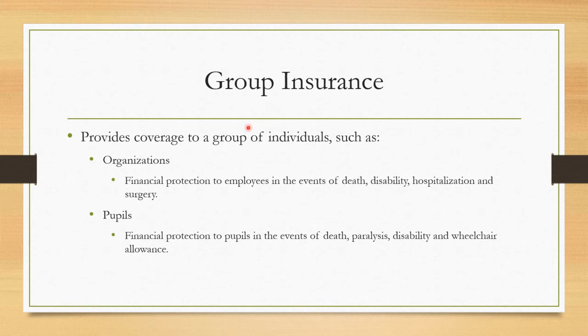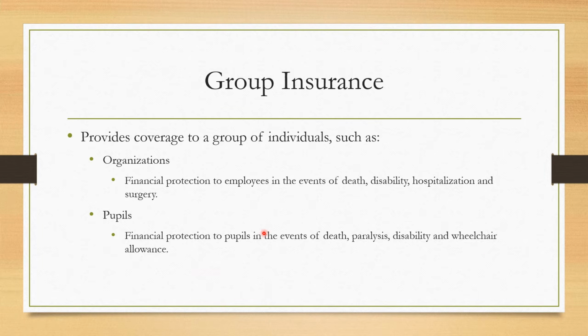Now, group insurance provides coverage to a group of individuals. Group insurance for organizations gives financial protection to employees in the event of death, disability, hospitalization, and surgery. Group insurance for pupils gives financial protection to pupils or students in the events of death, paralysis, disability, and wheelchair allowance.